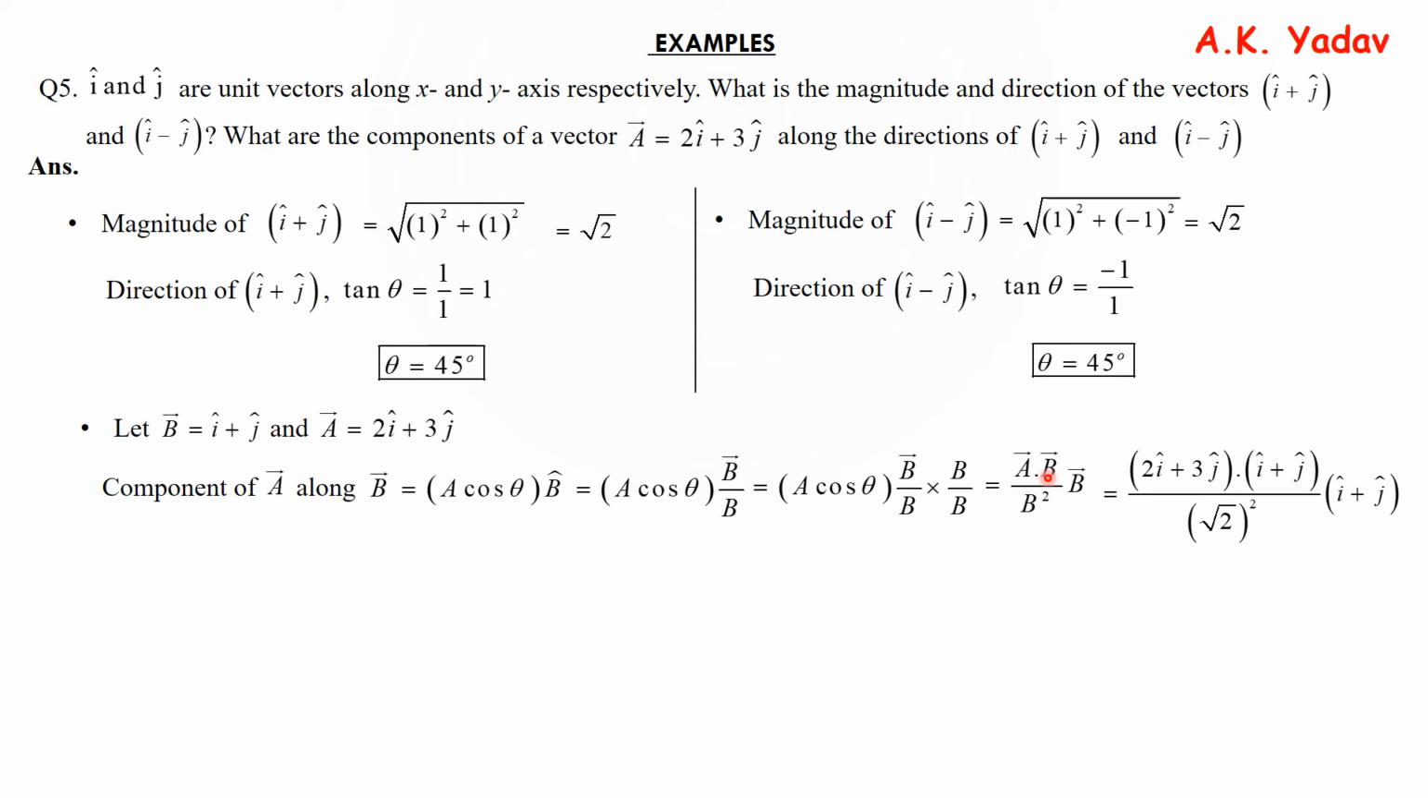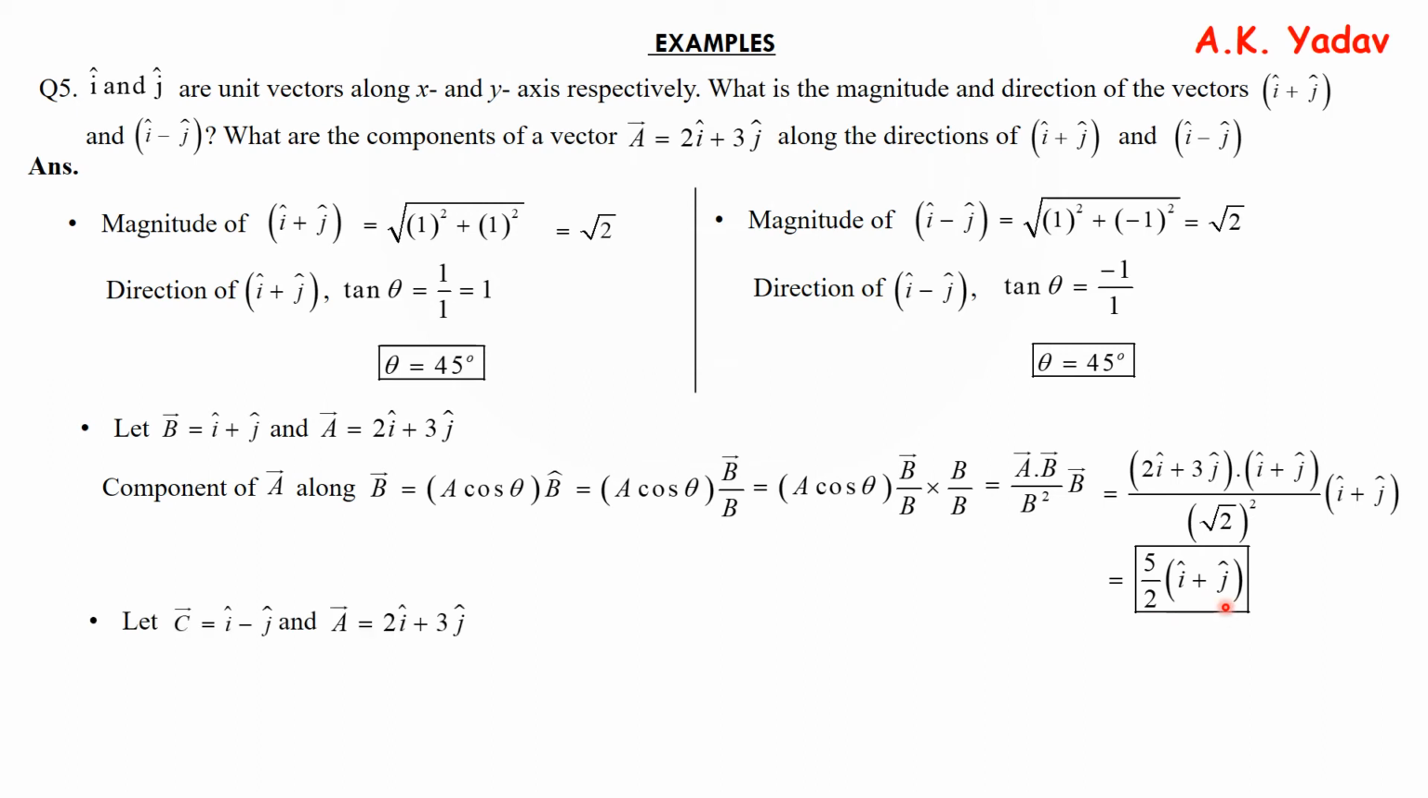Now what is a dot b? A vector dot b vector upon b square, what we found out was under root 2 magnitude, so square into the b vector. On solving we get 5 by 2 in bracket i cap plus j cap, that is the answer.